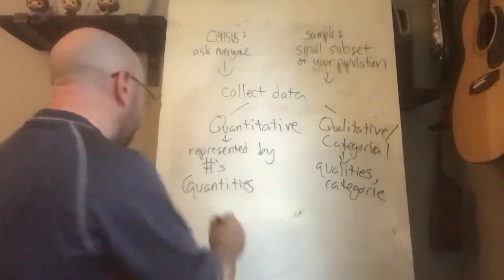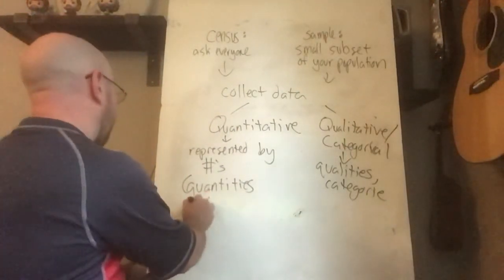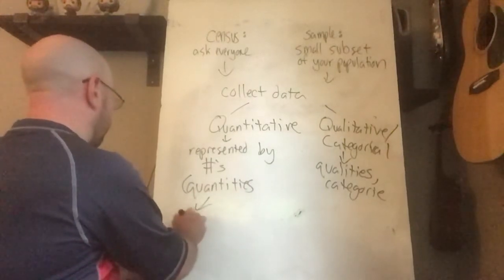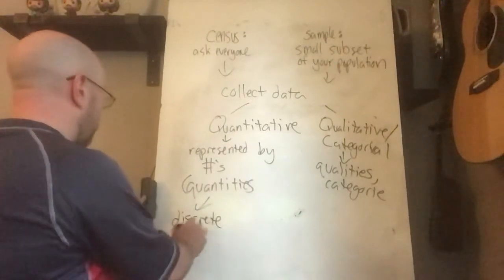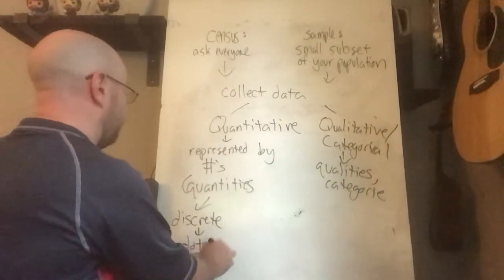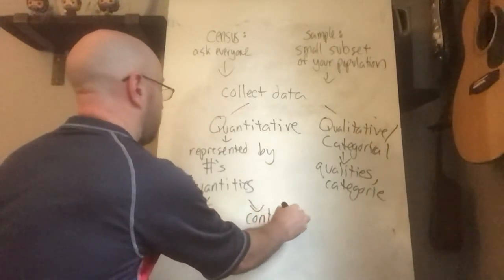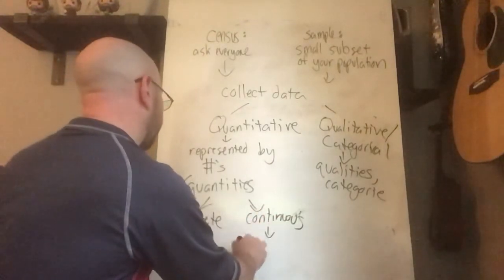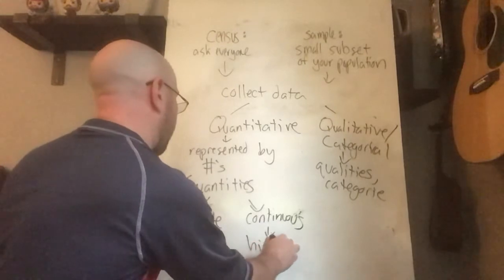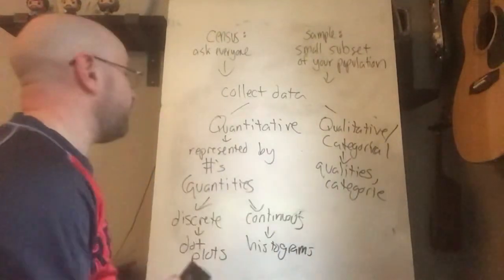How can we represent this stuff? If you got quantitative, it all depends. If it's discrete, we like dot plots. If it's continuous, we like histograms. Remember, histograms show ranges, dot plots show very fixed values.